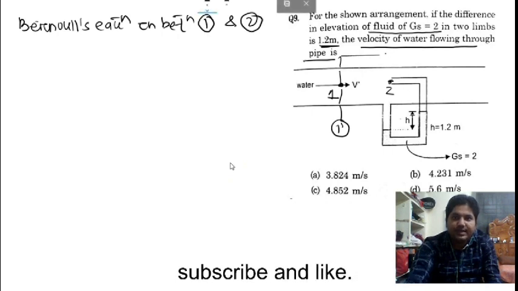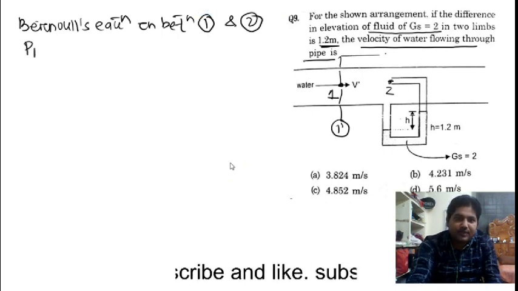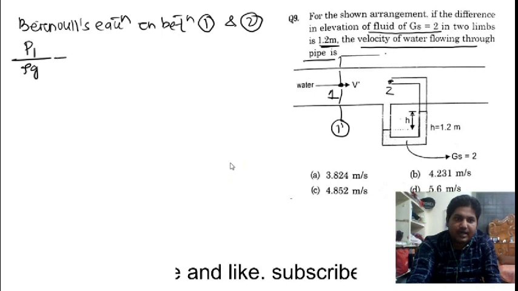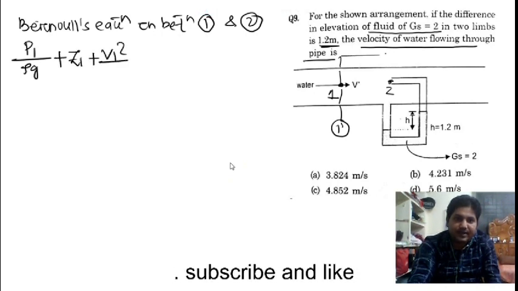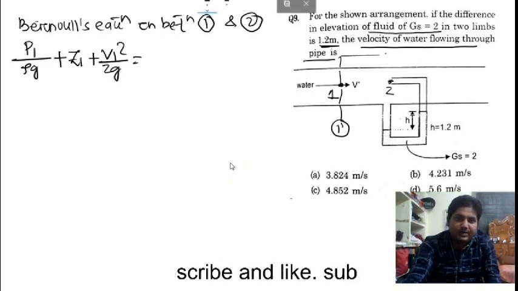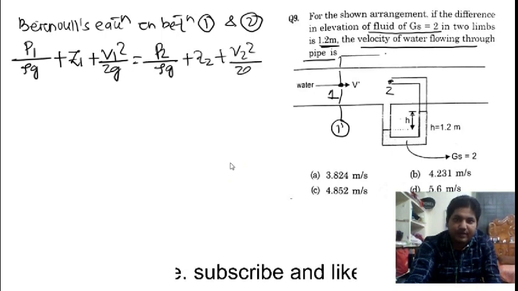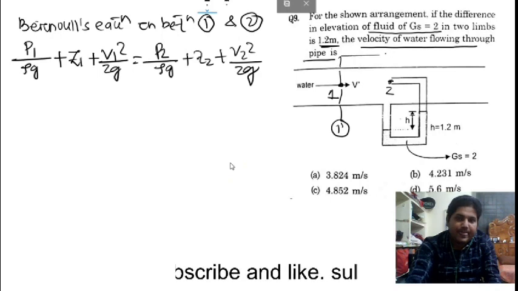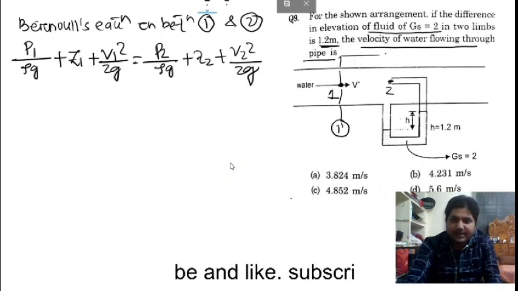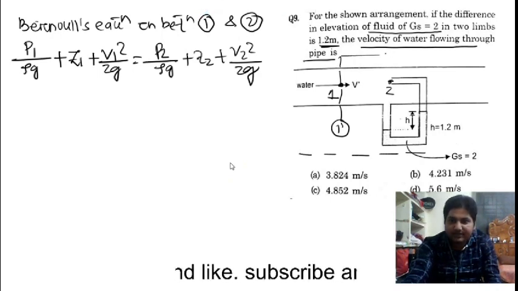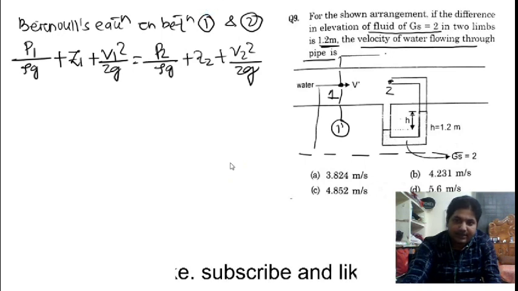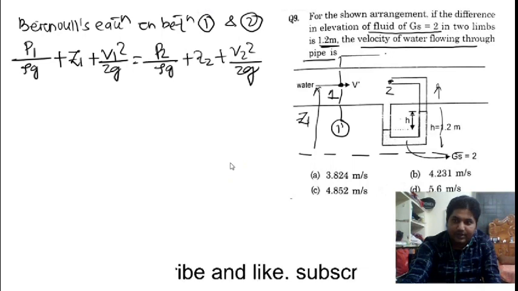So if I apply the Bernoulli equation, this is P1 by rho g plus Z1 plus V1 square by 2g, which will be equal to P2 by rho g plus Z2 plus V2 square by 2g. Now I am assuming this as my datum, so this is my Z1 and this is my Z2. So Z1 and Z2 are same.